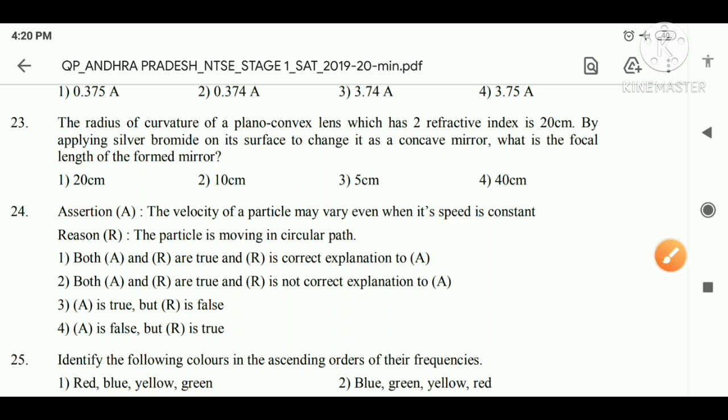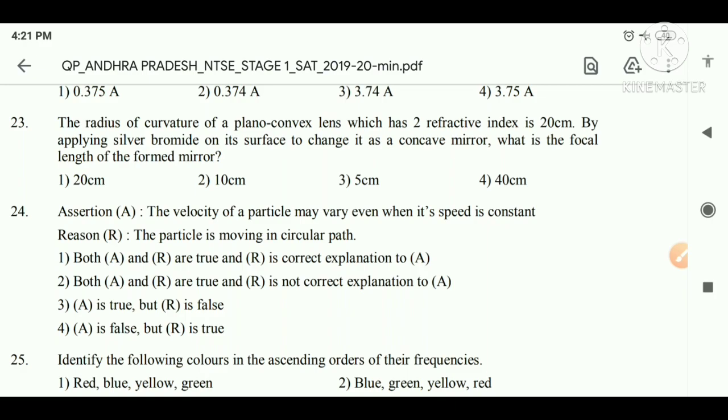Now go to the next question. Assertion A: velocity of a particle may vary even when its speed is constant. Reason R: the particle is moving in a circular path. Option 1, both A and R are true and R is the correct explanation of A. Option 2, both A and R are true and R is not the correct explanation of A. Option 3, A is true but R is false. Option 4, A is false but R is true.